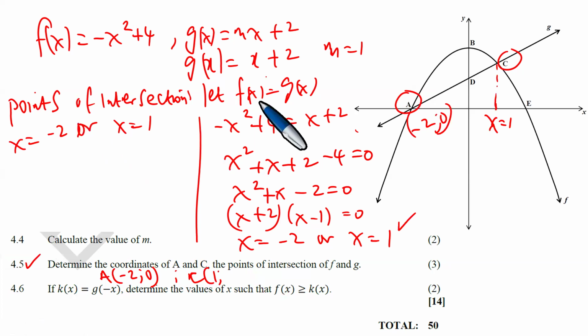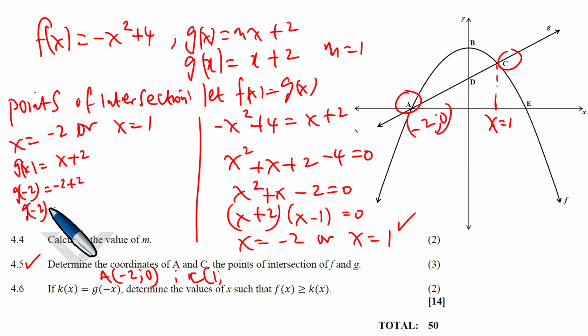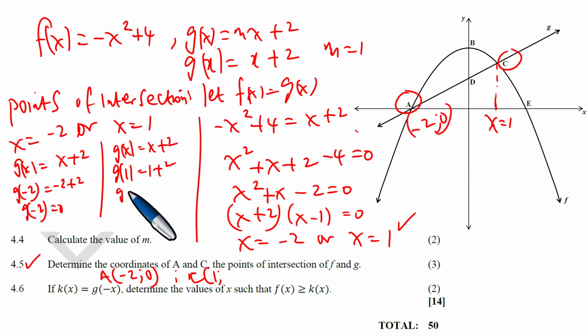Use one of the equations, like g of x, which is x plus 2. So when x is minus 2, you'd have g at minus 2, which is minus 2 plus 2, which is 0. And g of 1 is 1 plus 2, which is exactly 3. So the coordinates of C are that x is 1, and y is 3.